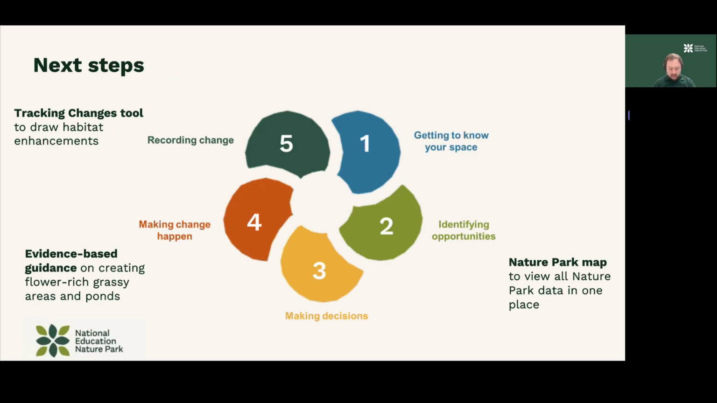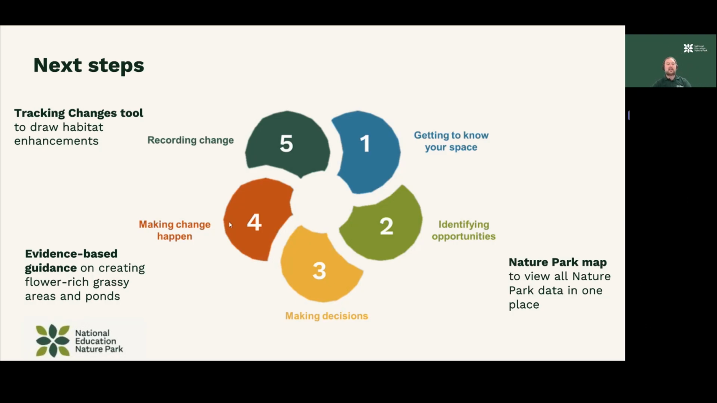So just quickly, the next steps after you've done your habitat mapping. Well, there's a lot of activities to help you keep getting to know your space. Habitat mapping isn't the only activity to do with that. But once you really feel like you've gotten to know your space, then you move on to identifying opportunities. So you can use things like the nature park map to really get a big visual graphic of your data, and you can start looking at those opportunities. Again, lots of resources alongside this. Then making decisions once you've identified those opportunities, and making a decision about what you want to do on your site. And again, hopefully those are evidence-based decisions.